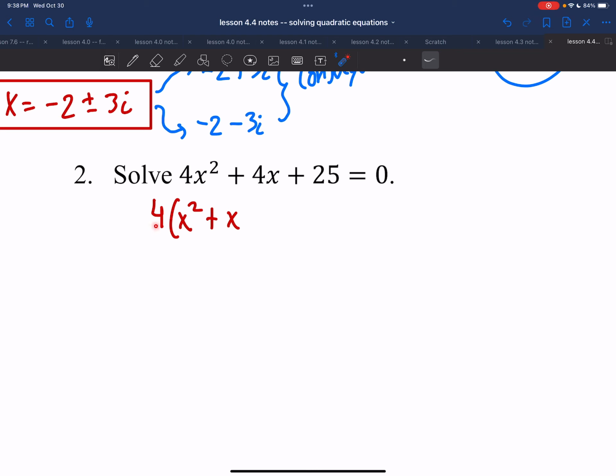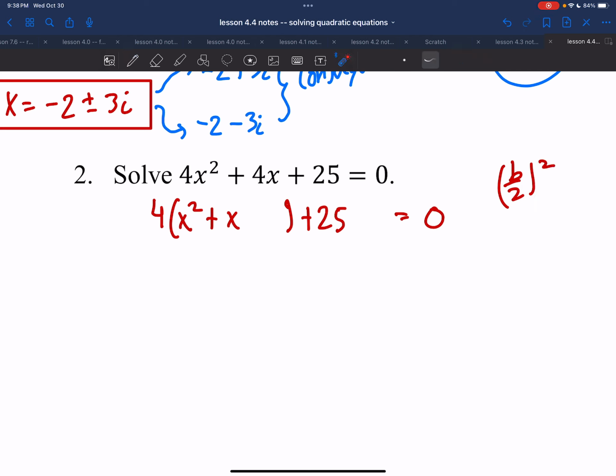So you're saying 4 comes out from 4x squared, makes x squared. 4 comes out from 4x, makes x. I'm going to leave some space here. Plus 25. Oops, I don't want to quite write that yet. Equals 0. Leave some space there. And now I complete the square. I take the b guy divided by 2, square it. But what the heck is b?